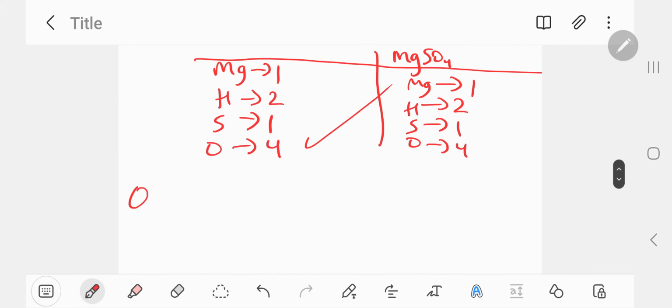I'll let you do this question. Suppose you have rubidium and nitric acid. Write down the products, the salt formed, and then the chemical equation, and try to balance it.